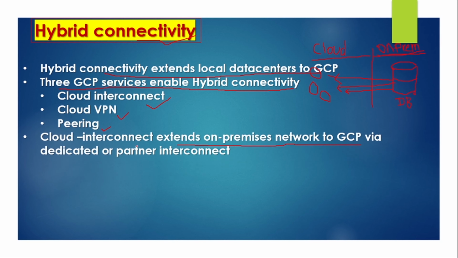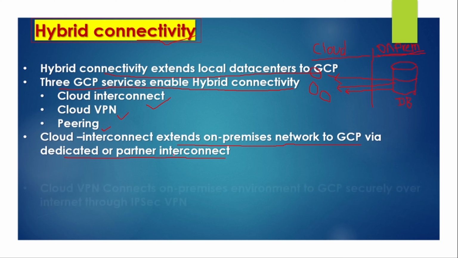Cloud Interconnect extends the on-premise network to GCP via Dedicated or Partner Interconnect. What does that mean? When you are considering moving your local data center to the cloud, you can choose between Google's own network that is spread across the globe, or you can go for one of the partners that Google designates for configuring the interconnectivity.